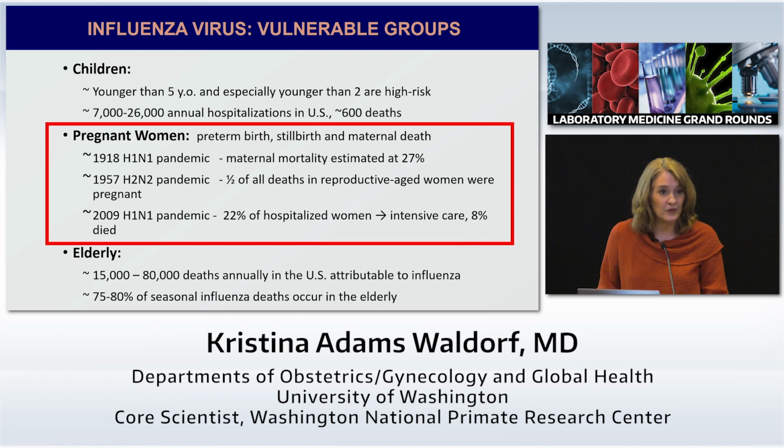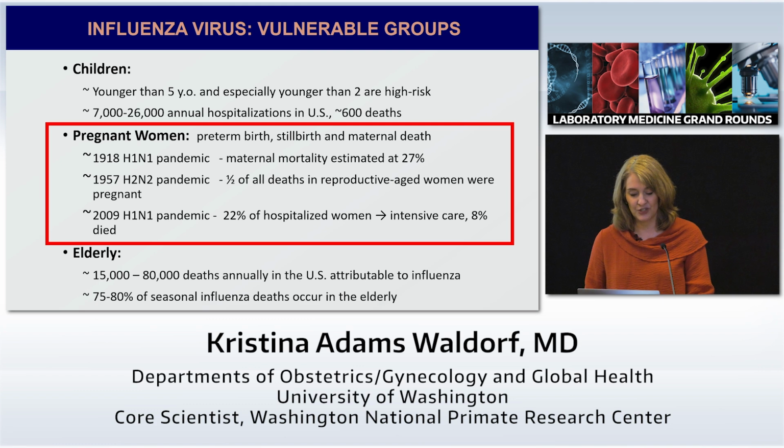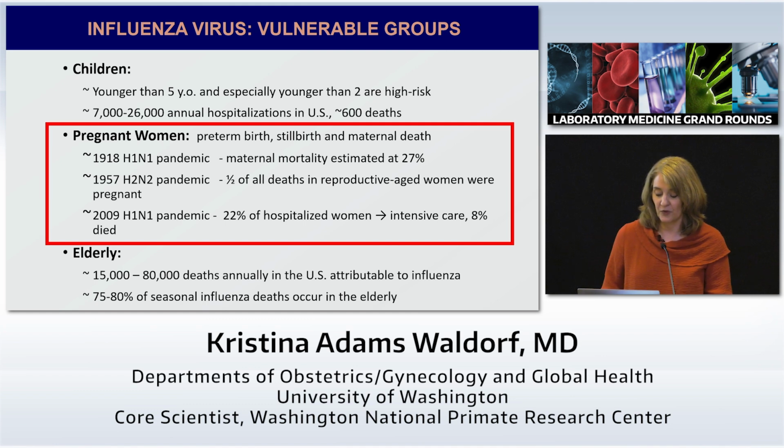Pregnant women are one of those groups, and they're always harder to study. They're harder to convince that there is safety in vaccination. Pregnant women with influenza have higher rates of preterm birth, stillbirth, and maternal death. They had very high rates of maternal mortality in the 1918 H1N1 pandemic. In 1957, if you looked at all the deaths in reproductive age women, about half of them were pregnant. And in 2009, there were a lot of hospitalized women in intensive care, and 8% died.